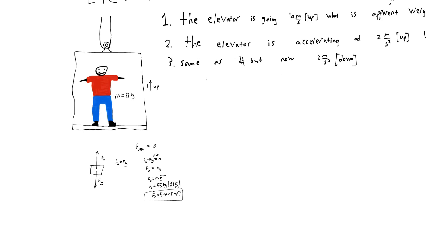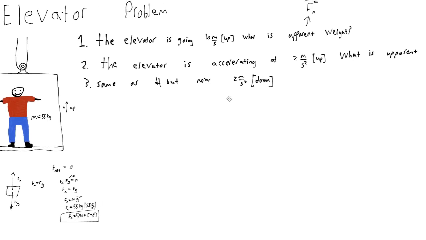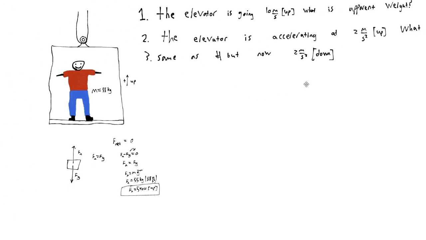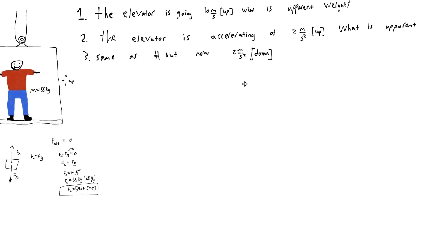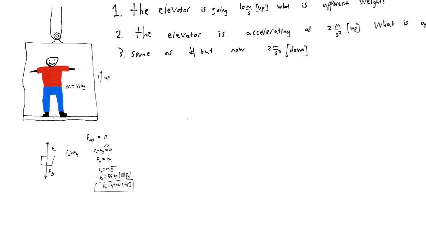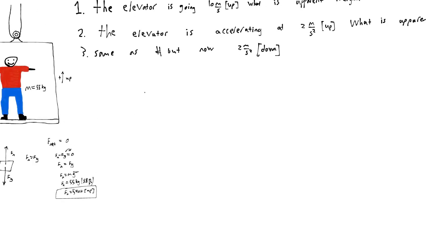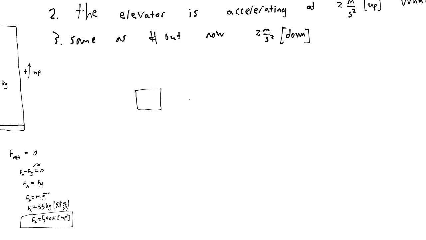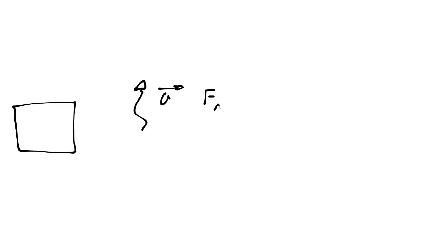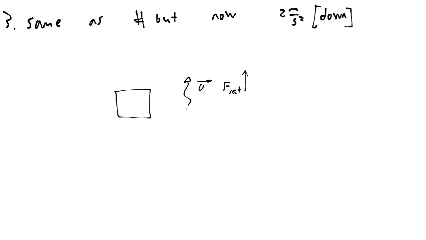The elevator is accelerating at 2 meters a second squared up. What is the apparent weight? This one's a little bit harder because now we're accelerating, so F net is not equal to 0. Let's draw a free body diagram. If acceleration is up like this, that means net force also has to be up, right? So net force, F net, is up. That means the total sum of the forces is going to have to be more upwards than downwards, right? So I'm going to set it like this.